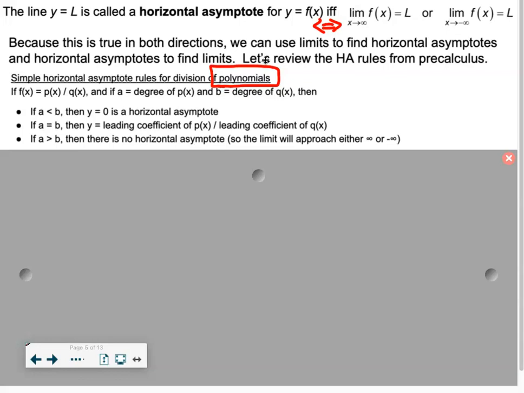If the degree of the top is smaller, so say you have an x squared over an x cubed, right? The degree of the top is smaller, then you automatically have a horizontal asymptote at y equals 0. Right? So if the degree of the top is smaller, so I'm calling like A the top and B the bottom, if the top is smaller and the bottom is bigger, then your horizontal asymptote is at y equals 0.